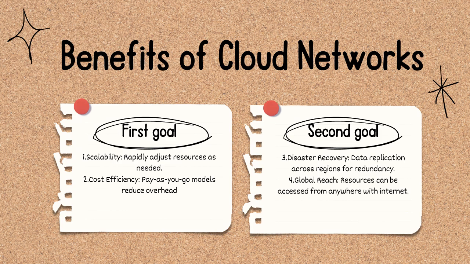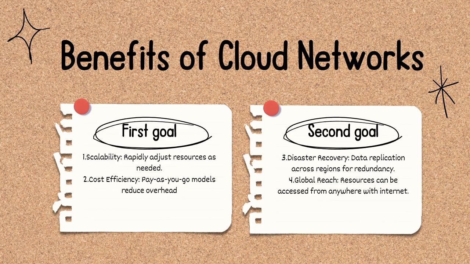Third one is disaster recovery. What is disaster recovery? It is data replication across regions for redundancy. Even if a third-party malware, data breach or security breach has taken place on the cloud, it makes sure that your data is safe, and after the disaster has occurred, we can recover our data as it is. So cloud network basically provides us data recovery or disaster recovery.